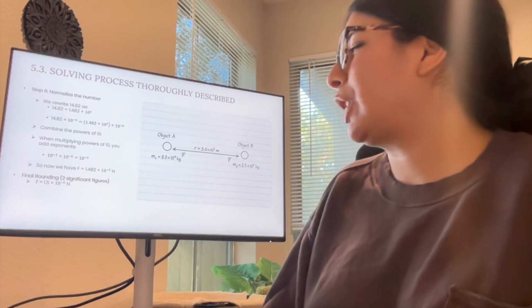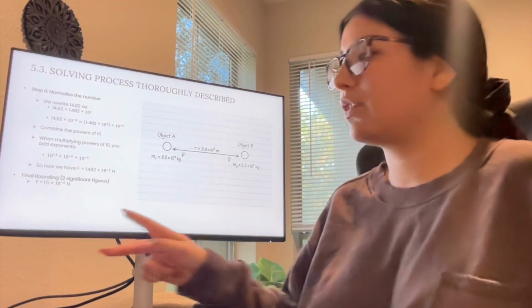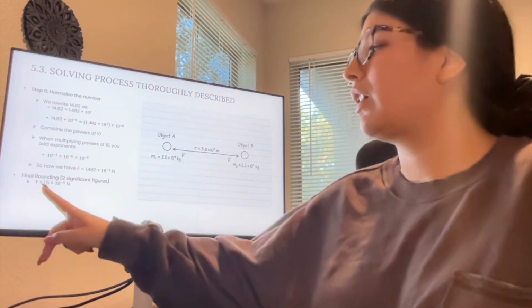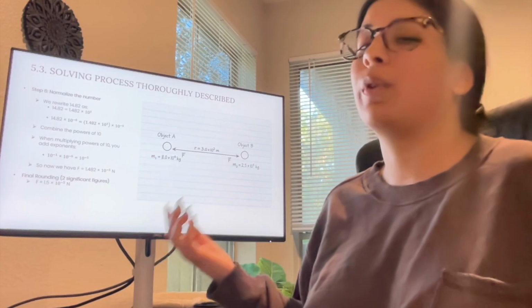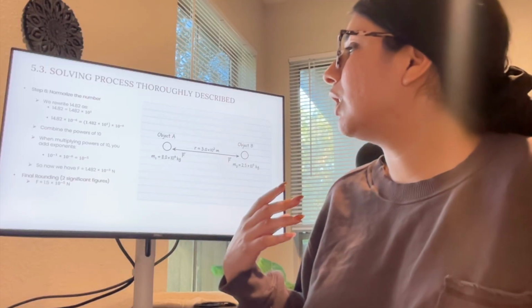And our final rounding, which is 2 significant figures, is going to be 1.5 times 10 to the negative 5th power newtons for our gravitational force.